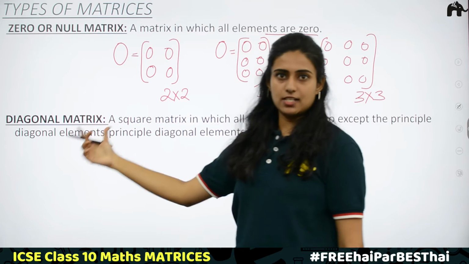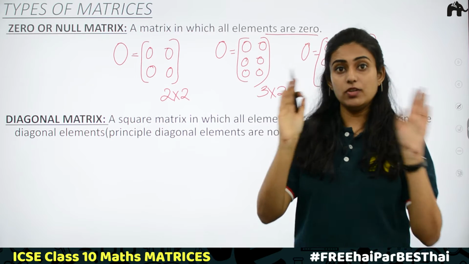Next is diagonal matrix. This is important. A square matrix. We know what a square matrix is.